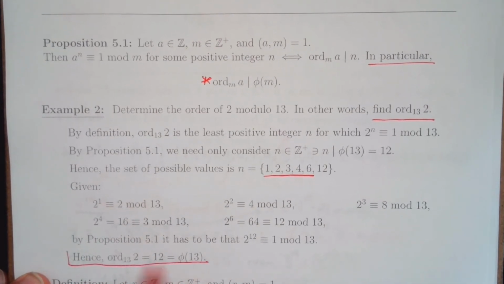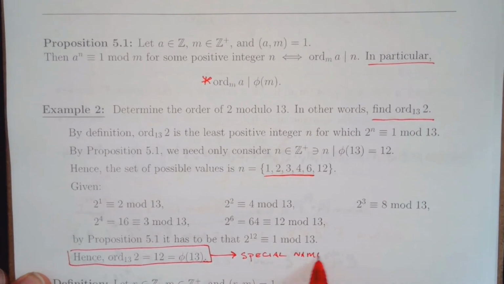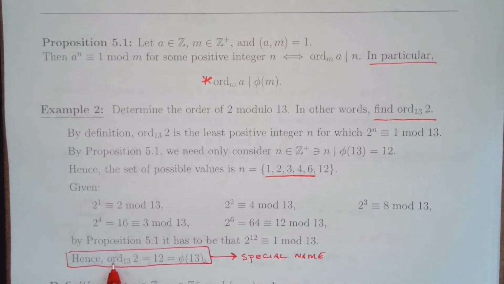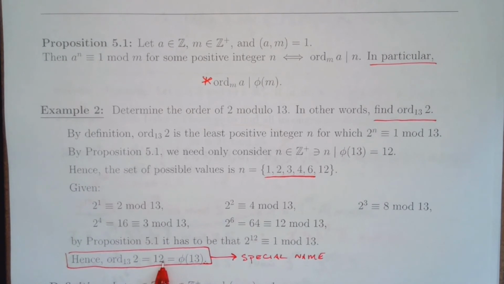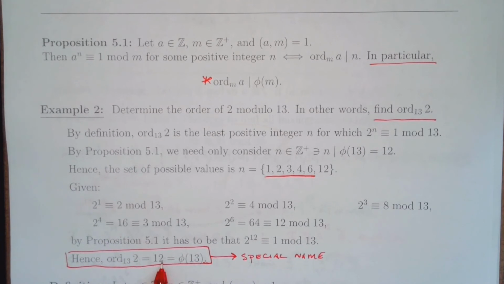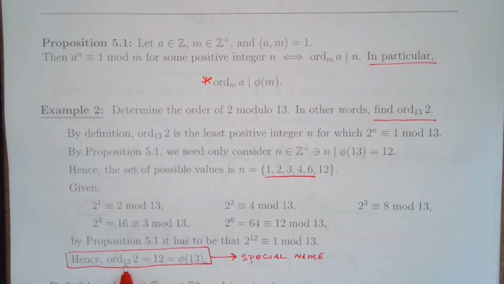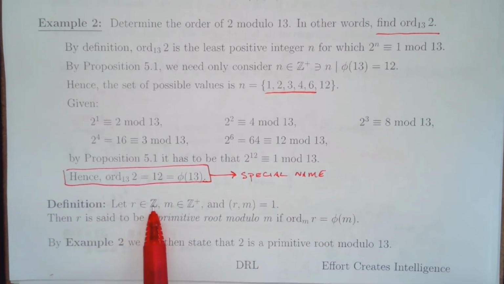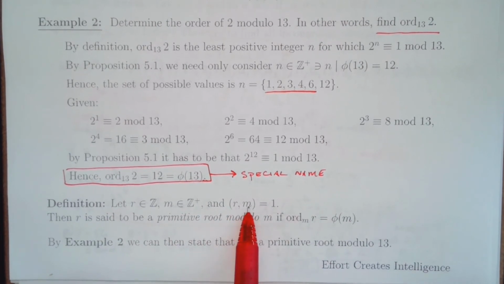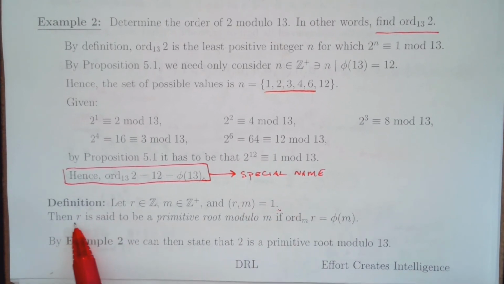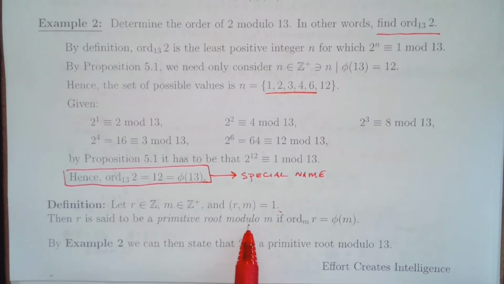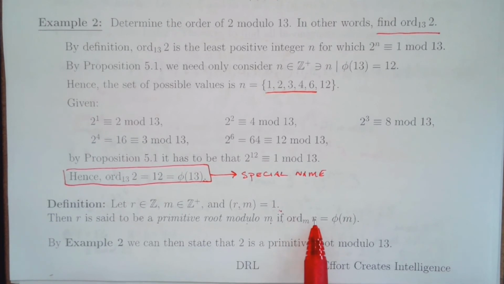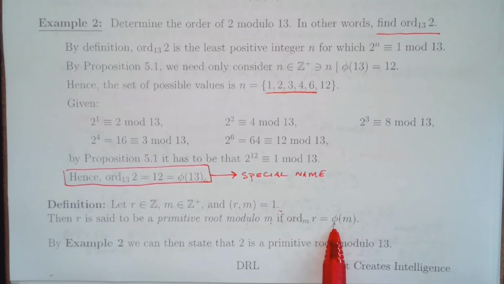This then gets a special name when the order of a number modulo m equals the phi function value of that m. Let's do a definition. If r is an integer and m is a positive integer and r and m are relatively prime, their greatest common divisor is 1, then r is said to be a primitive root modulo m if the order of r modulo m is equal to the phi function value of m.